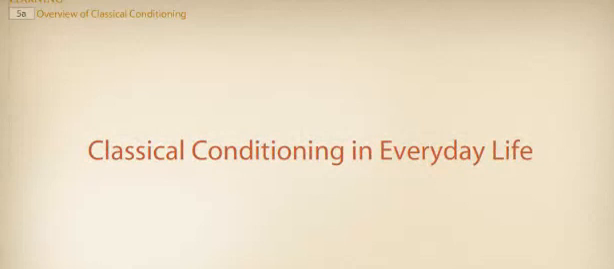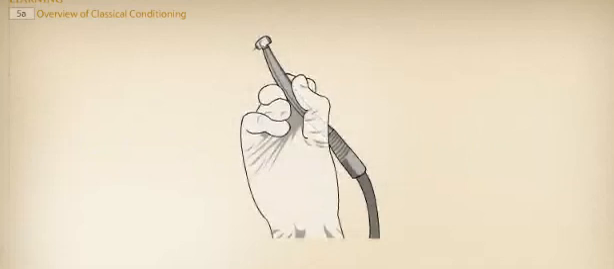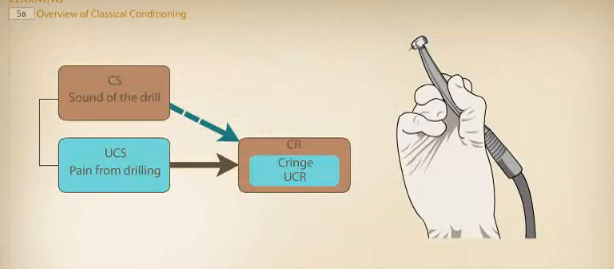So let's talk a little bit about classical conditioning in everyday life. In everyday life, classical conditioning regulates a diverse array of responses. Prominent among them are emotional responses such as fear and anxiety. For example, if you cringe when you hear the sound of a dentist drill, your response is due to classical conditioning. In this case, the pain you've experienced from the dental drilling is the unconditioned stimulus. This pain has been paired with the sound of the drill, which has become a conditioned stimulus, eliciting your cringe, which is the conditioned response.